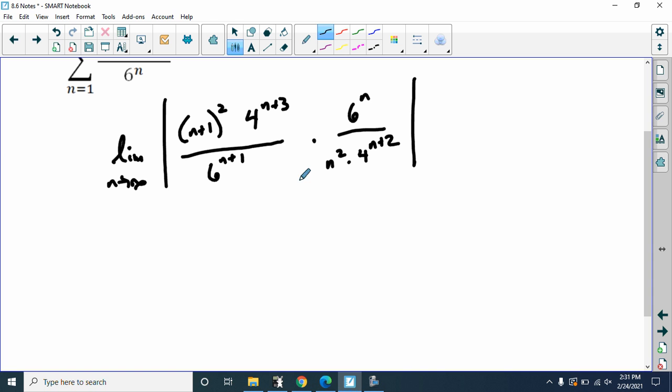Again, we want some things to cancel out here. 6 to the n plus 1, again, we're going to write as 6 to the n times 6 to the first. That way, the 6 to the n's cancel.